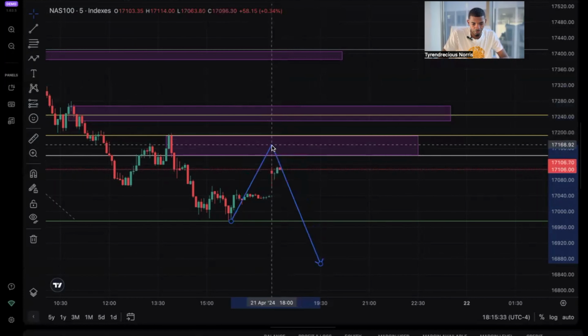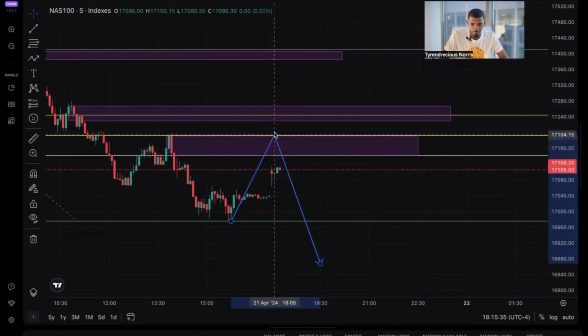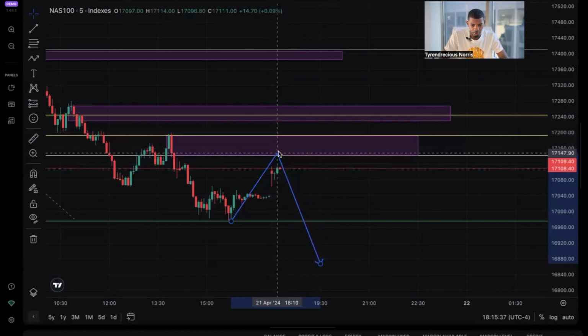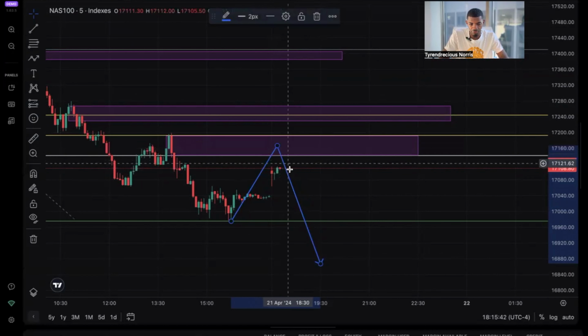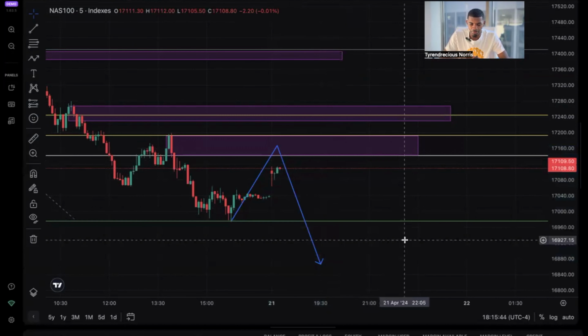More than likely, what I'm anticipating is for price not to break this area. So if price just comes up into this box right here, into this zone, I would expect it to continue down. And like I said, if you want my exact entries, I only enter at certain times of the market, mainly during New York session.